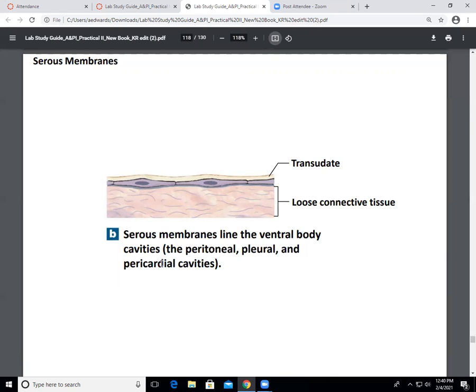And they line your ventral body cavities in the front of your body, like your peritoneal, pleural, pericardial, right? And here's some more loose connective tissue that's deep to that. All right, then you got your transudate, okay? So instead of mucus in a serous membrane, you know it's a serous membrane if it has transudate. If you saw a picture and it says, hey, this is a serous membrane, what is this stuff here at the top? You would tell me it is transudate, okay?